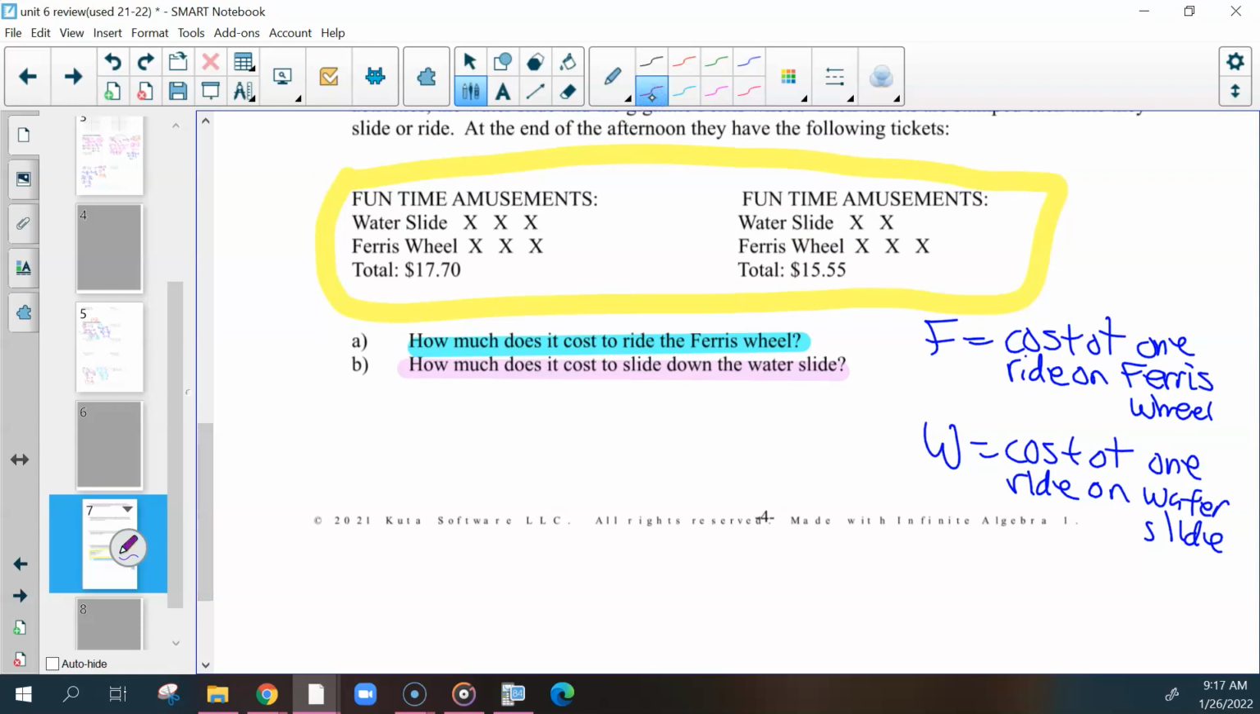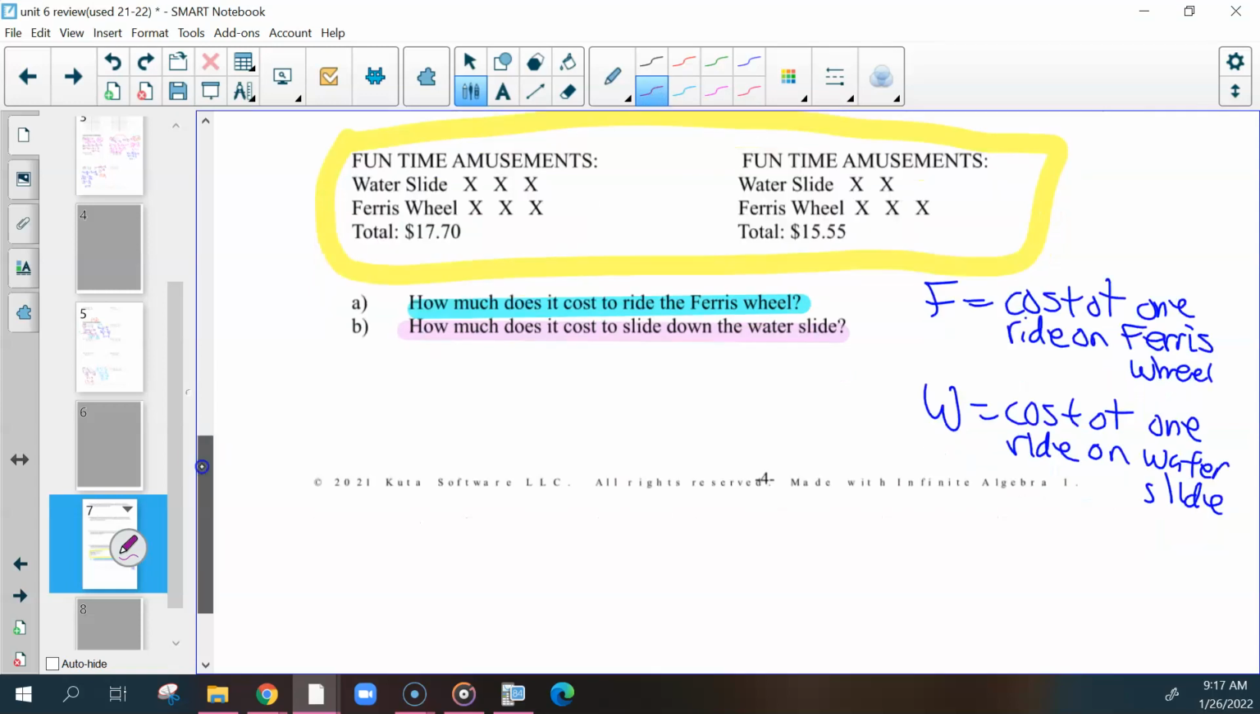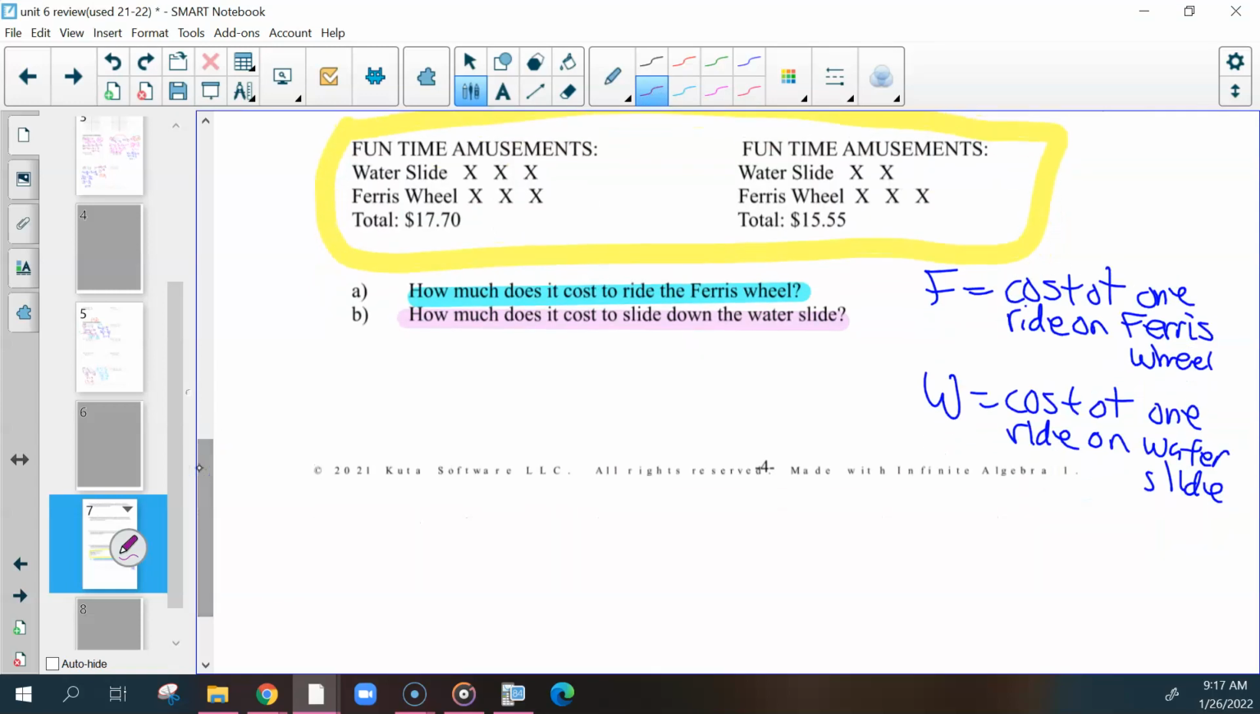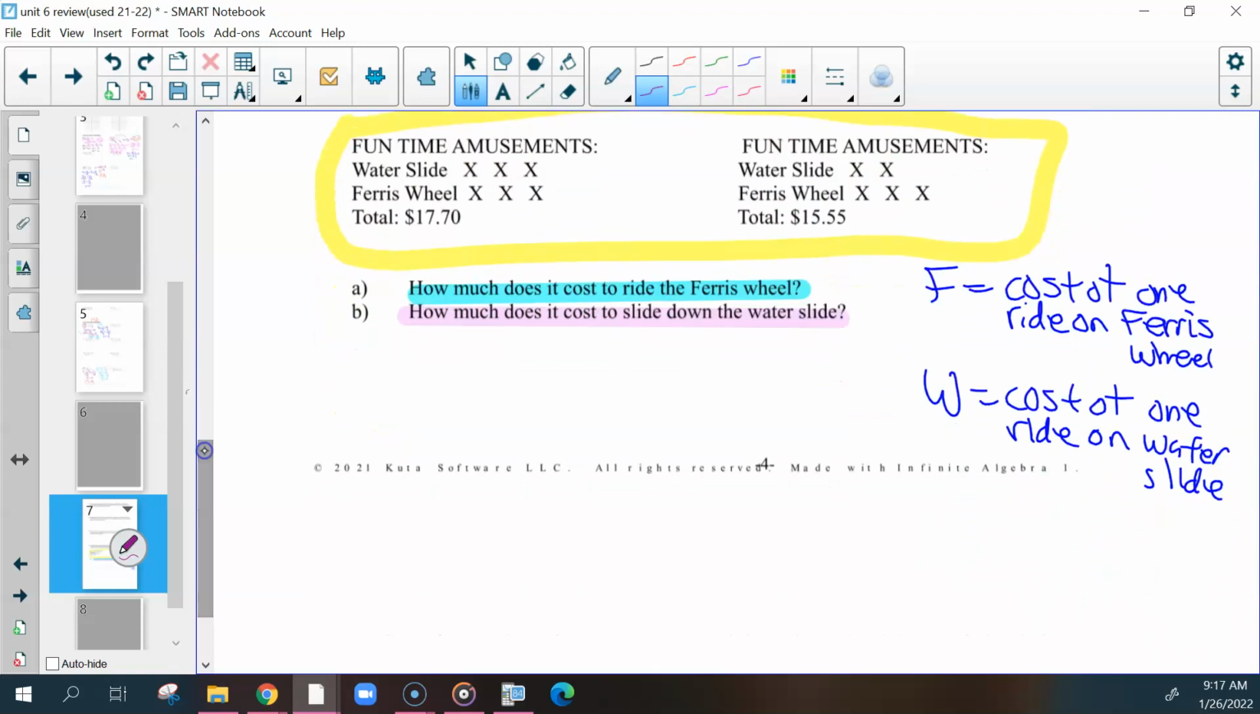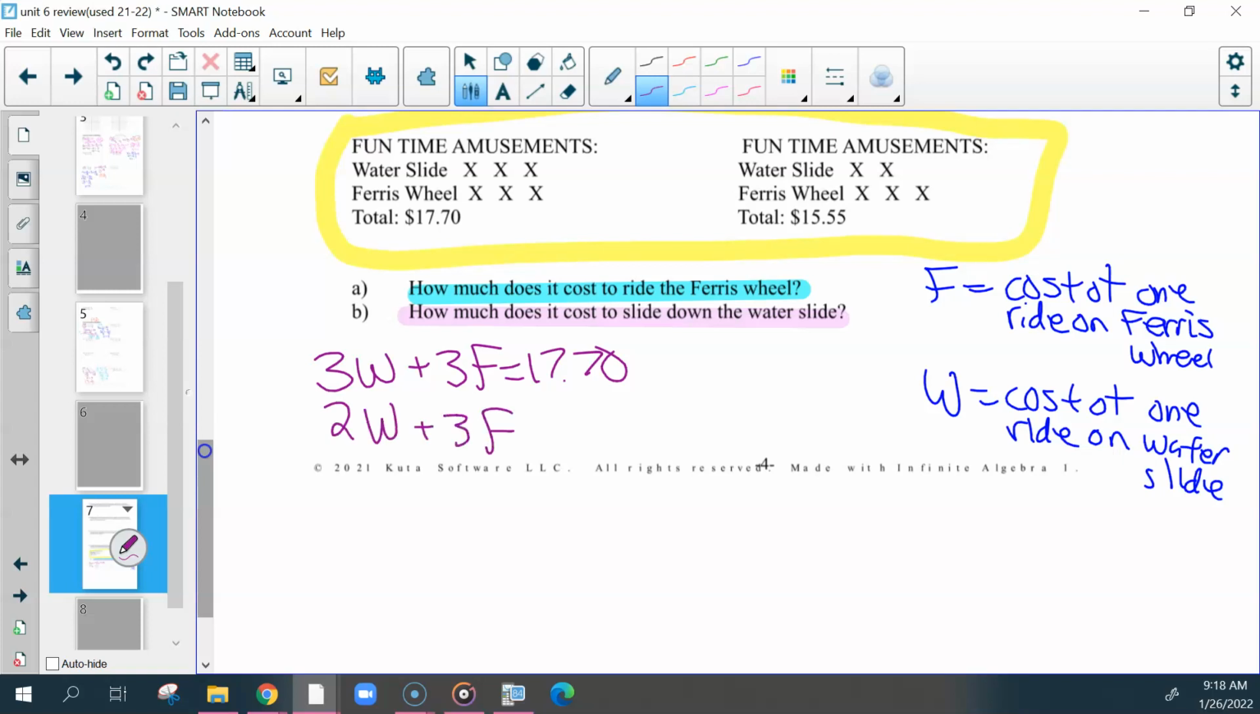So technically we have 6 numbers here, so all of them are going to be equal. So we could say for this, I don't know whose is whose, but 1 is 3 for the water slide, so that would be 3W. And then 3F is going to equal 1770. And then the other one will be 2W plus 3F equals 1550.